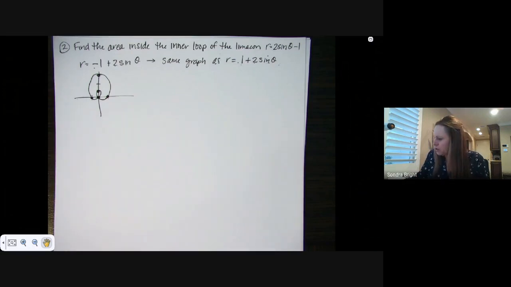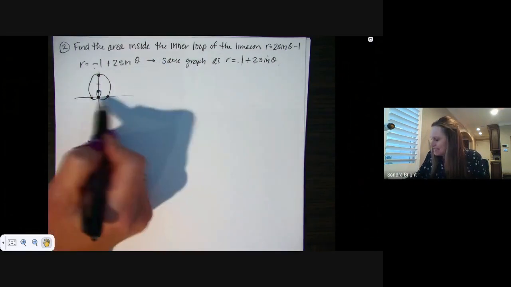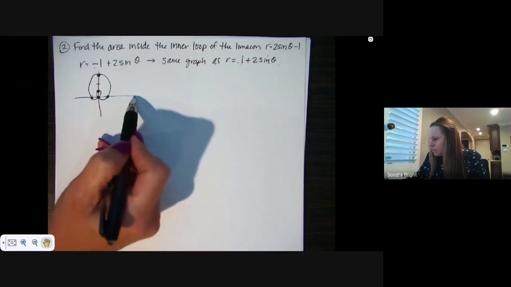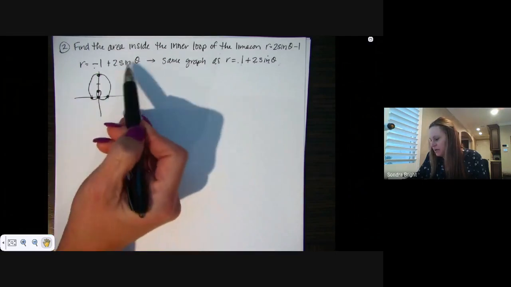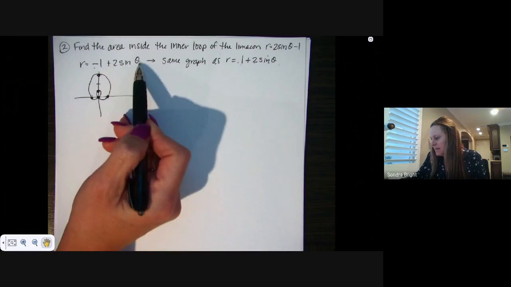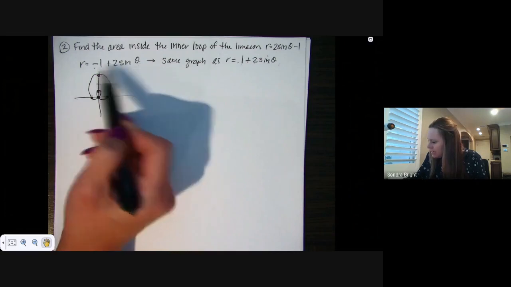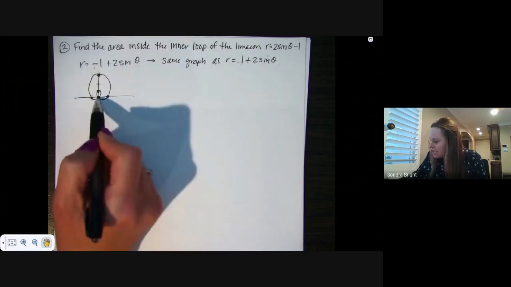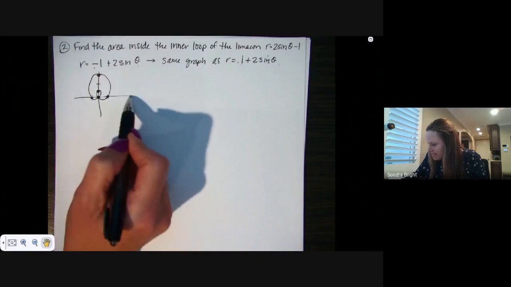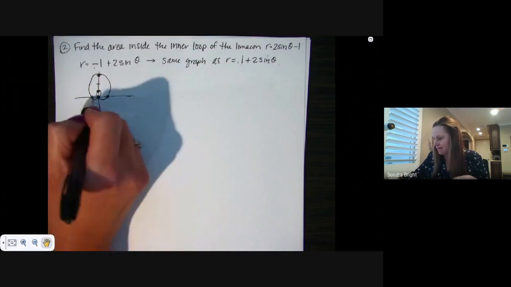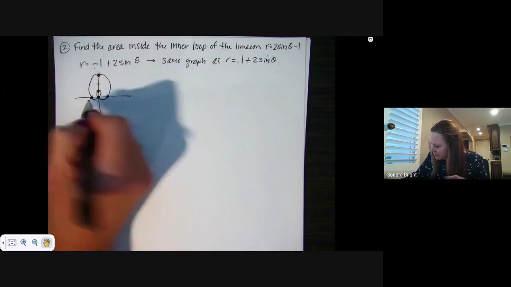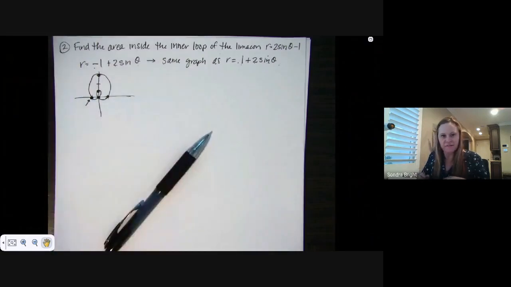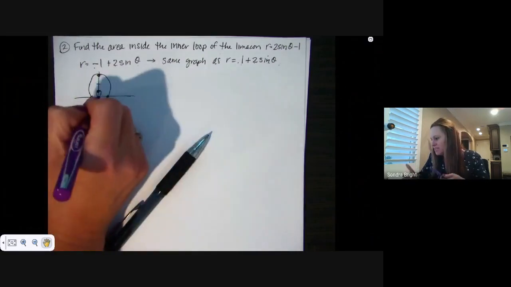If you start, when theta is, you're going around this circle, right? You're starting off with theta equals 0. At 0, you would have sine of 0, which is 0, so your r would be -1. So when your angle is here at the positive x-axis, you actually start at that point right there. So when theta is 0, you're starting there. And then we've got to see, where does it go after that?